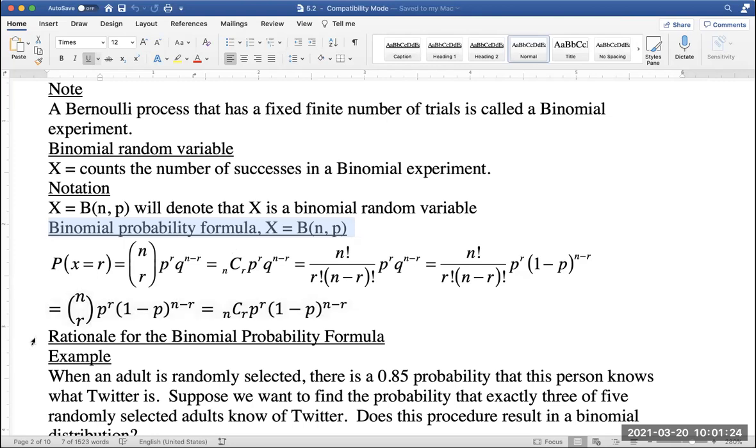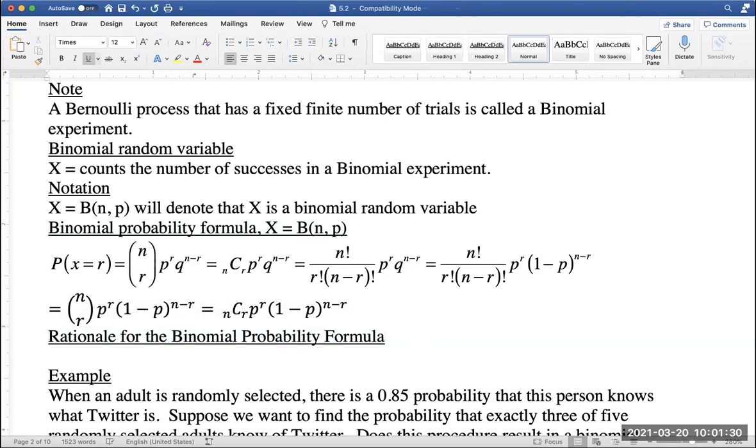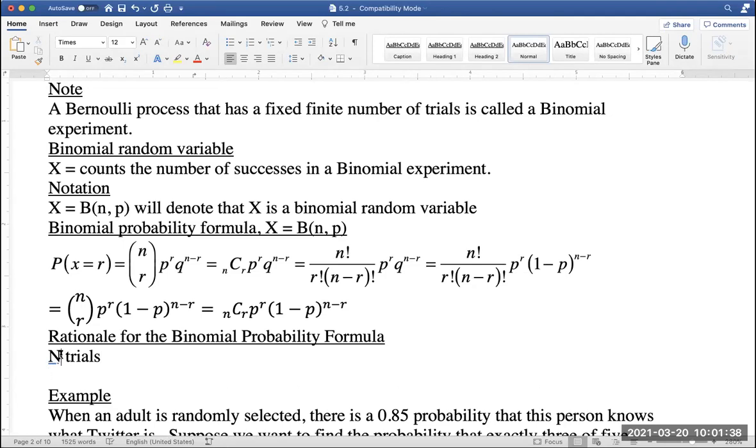So let me give you a rationale for why this formula holds. Suppose you have N trials. You could have some successes and some failures.